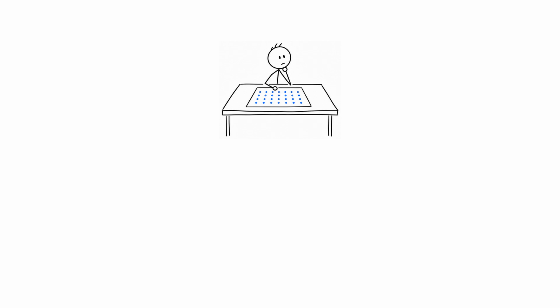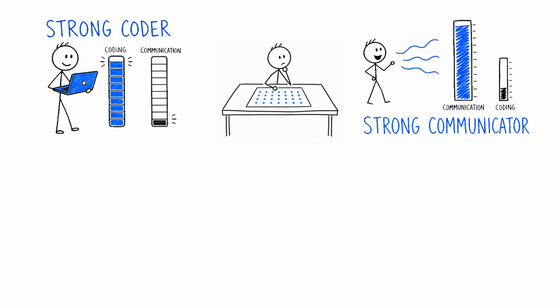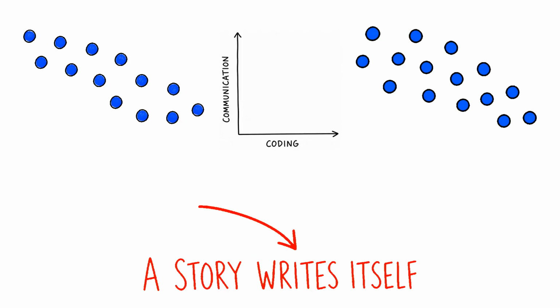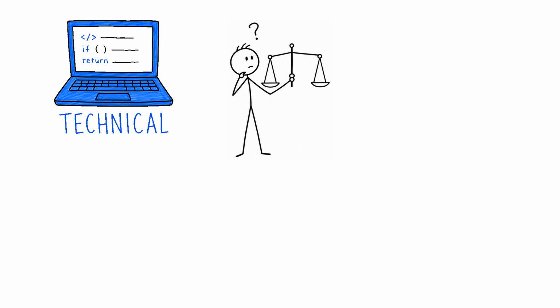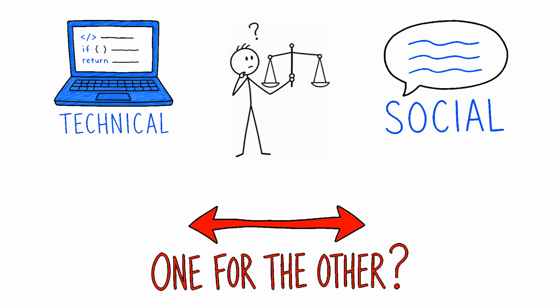Recruiters study the final 28 applicants. The strongest coders seem unusually weak at communication. The strongest communicators seem less technical. The dots slope downward so neatly that a story almost writes itself. Maybe technical talent comes with a social cost. Maybe every applicant must trade one strength for the other.